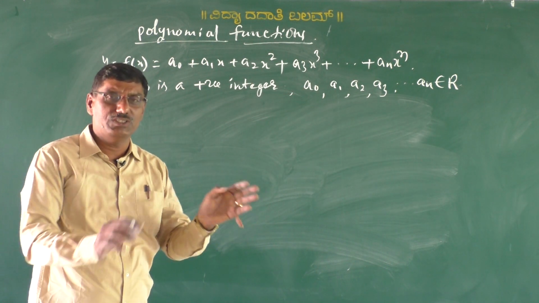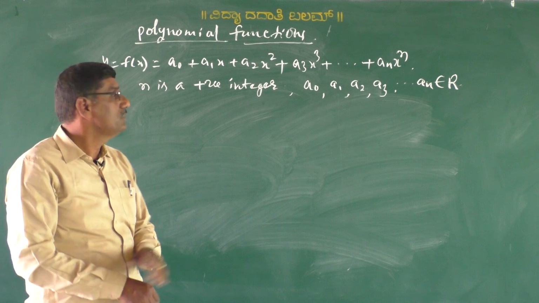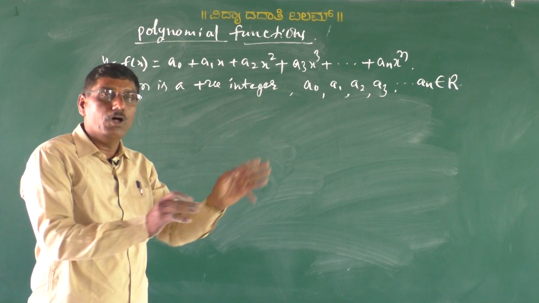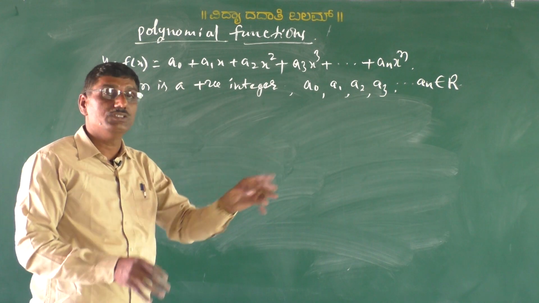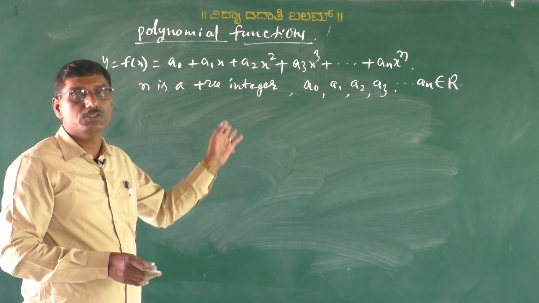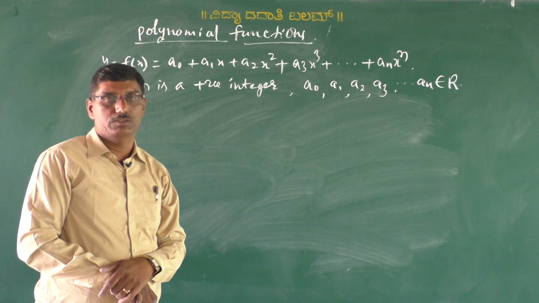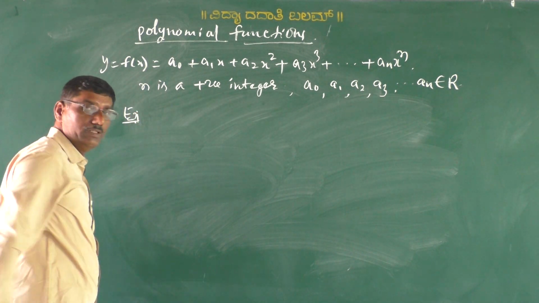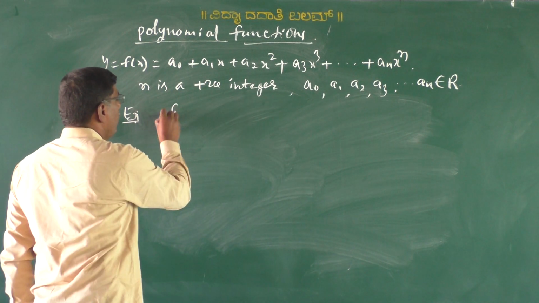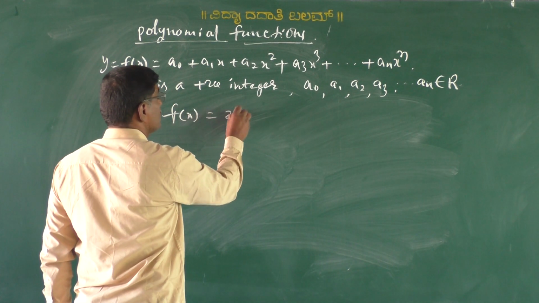This function consists of many terms. Hence we call it a polynomial. Poly means many, nomial means terms. That means this function consisting of many terms we call polynomial functions. Examples, my dear students. Example, f of x equals 2x plus 3.